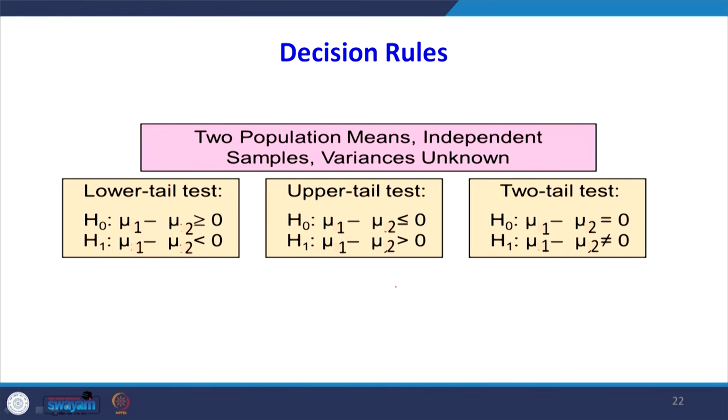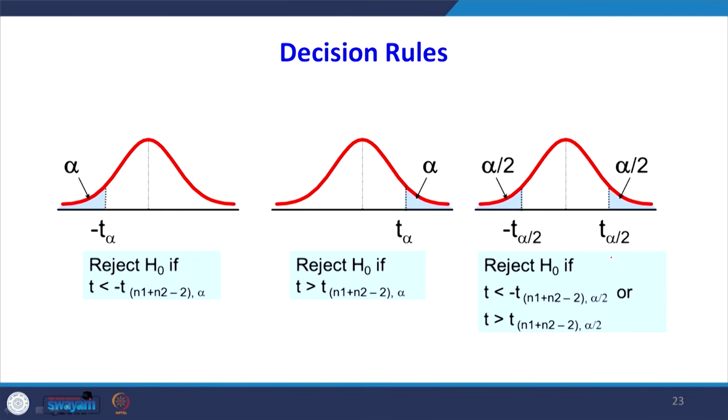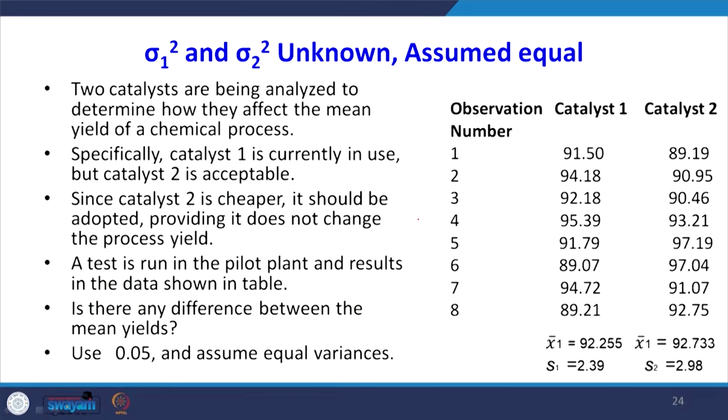When the population standard deviation is unknown, here also there are possibilities. See, this is a left tail test, this is a right tail test, and this is a two tail test. In the next slides, with minus t alpha this one is a left tail test, the middle one is a right tail test, and the right hand side one is the two tail test.